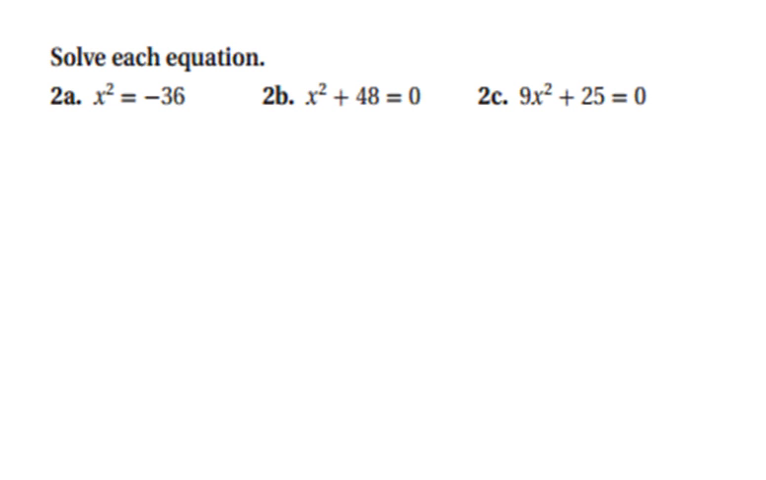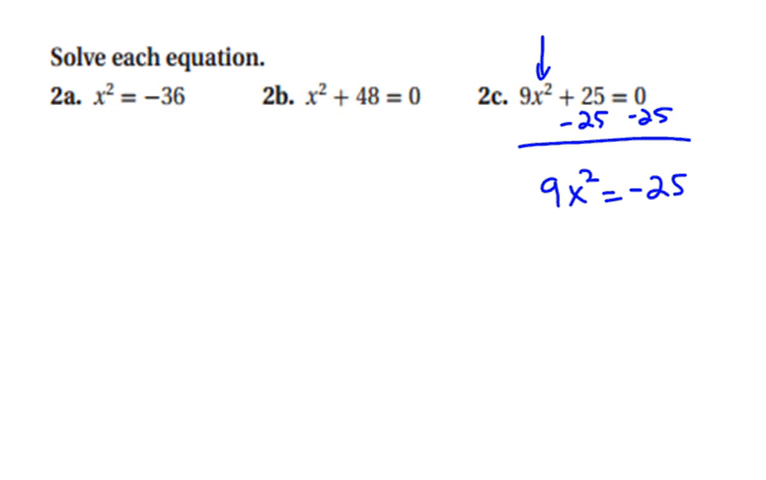Solving each equation. Same idea. If you have something squared, for instance, let's do example 2C. We want to isolate the variables. We want to get x alone. So subtract 25 from both sides. We get 9x squared is equal to negative 25. So divide both sides by 9. When we divide both sides by 9, we get x squared equals negative 25 ninths.